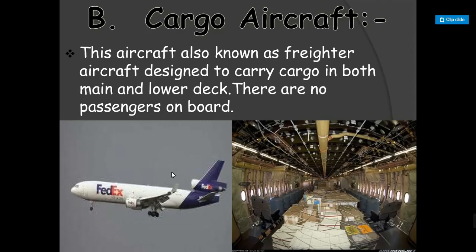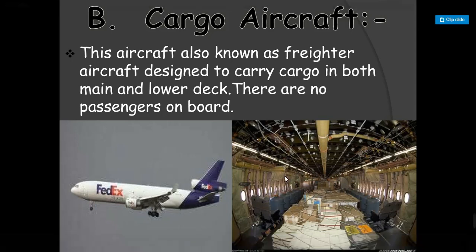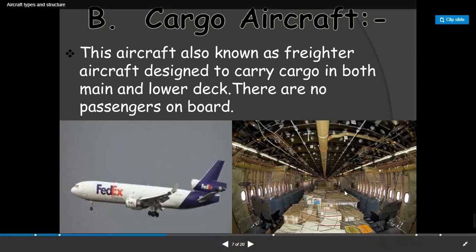Okay, now let's go to cargo aircraft. This aircraft, also known as a freighter aircraft, is designed to carry cargo in both the main and lower deck, so there are no passengers on board. When you go inside, it looks different from a commercial aircraft, because there is no concealing panels and everything, just wires and pipes, the fuselage. It is also not pressurized because there's no need to pressurize it. Unless there are live animals, then of course it needs to be pressurized. But if not, there's no need.